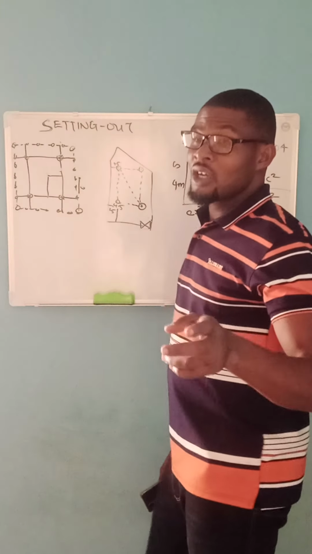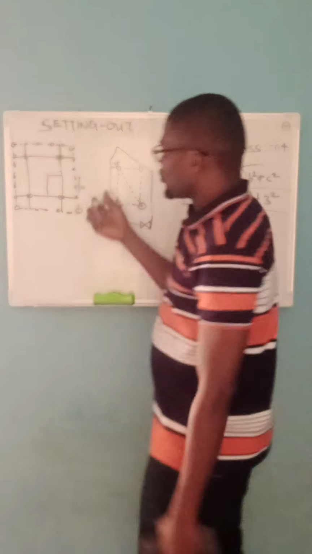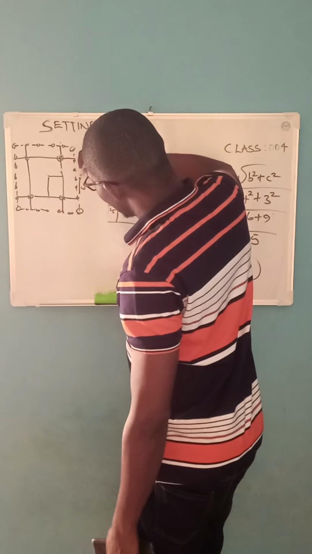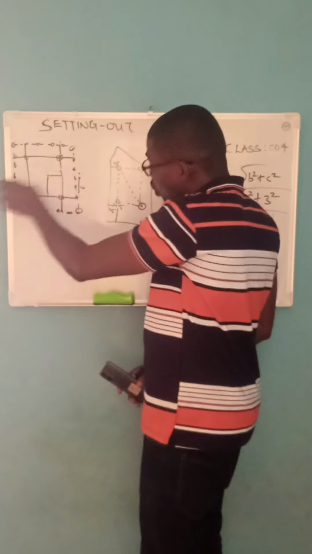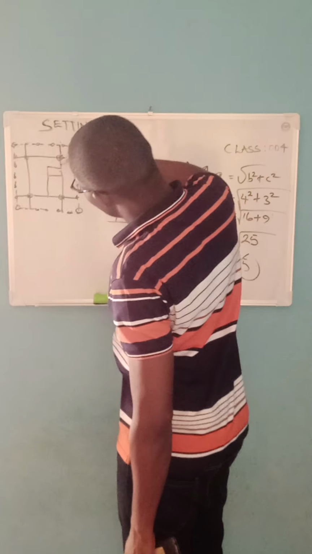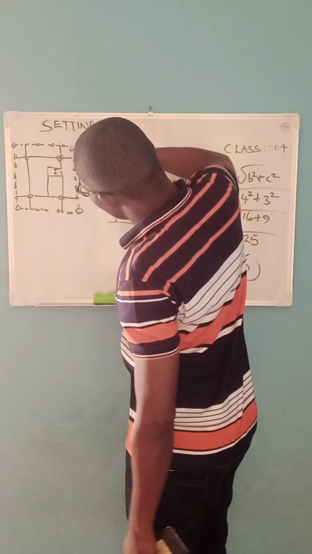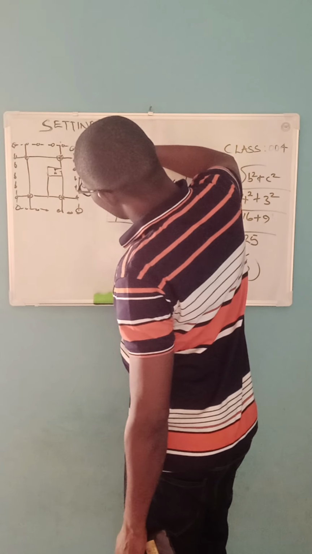Before that, after getting your parlour, what you have to consider is the block size. If the block used is 9 inches, which is 225, you have to bring that 225, which is 0.225. You have to bring that 225 first. This is the block wall. Then before you go to your dining, as your dining is 2.4 meters, you bring that 2.4. Then after that, you also bring out your block wall.